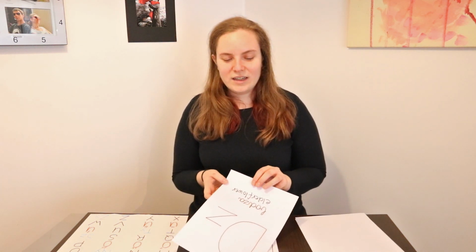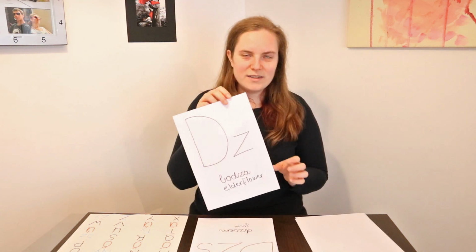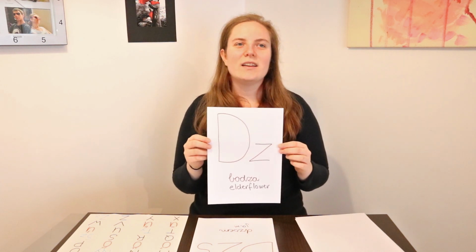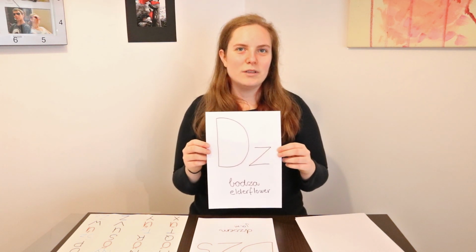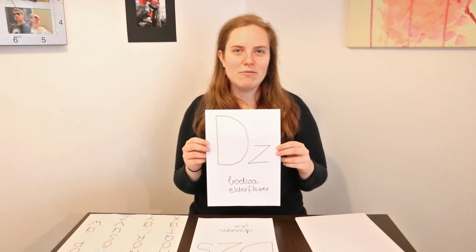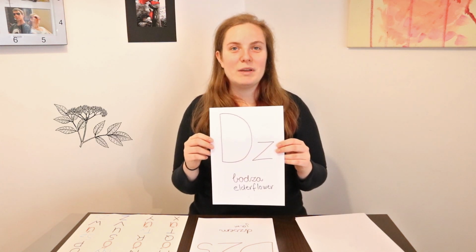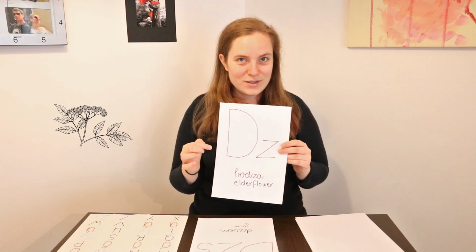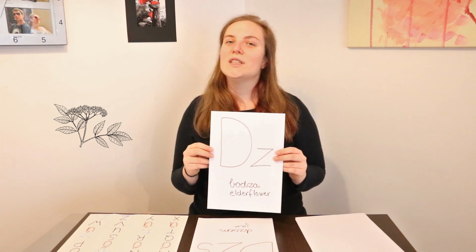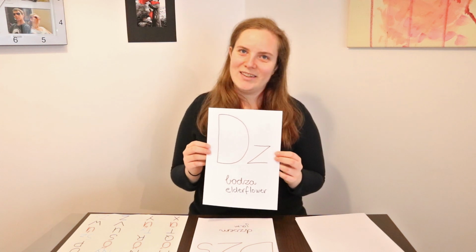Okay, so here is another double letter, Dz. So we don't really have a word, that's not true. We don't have a word that starts with Dz. So I picked one that includes this double letter, it's ódzsa. It means elderflower.